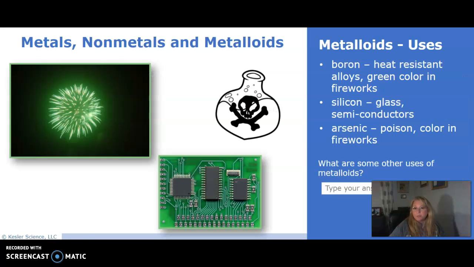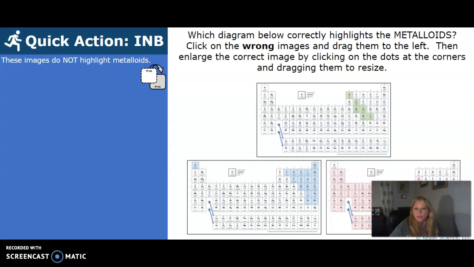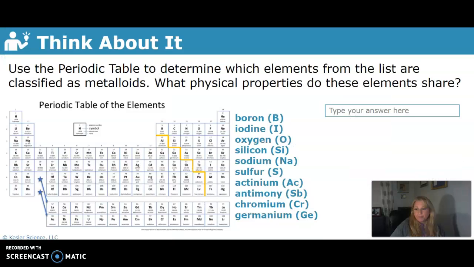All right, so on this next page, you're looking at the uses of metalloids. See if you can come up with some other ideas and type your answer in this text box. On the next page, you're going to show which diagram shows the metalloids. Drag the other ones over here, and the correct one, resize it. Okay, and on this page, again, I want you to identify which of these elements are metalloids and type your answer in your text box. And then also underneath that, list what physical properties do these elements share.